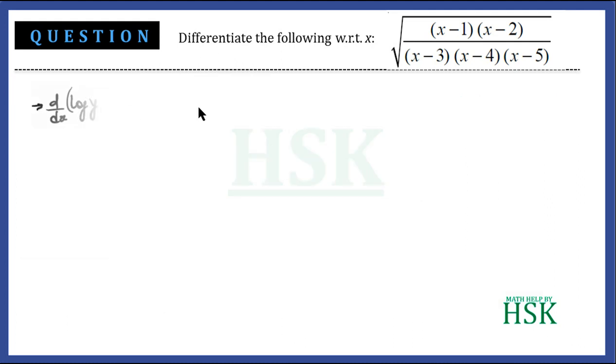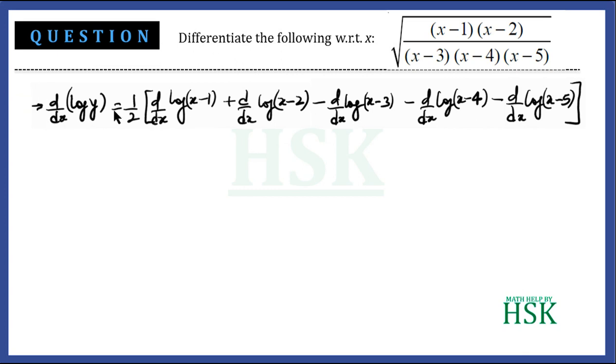Now we are going to differentiate both sides of the equation with respect to x. So I'm going to get d by dx of log y is equal to 1 by 2 times d by dx of log of x - 1 plus d by dx of log of x - 2 minus d by dx of log of x - 3 minus d by dx of log of x - 4 minus d by dx of log of x - 5.